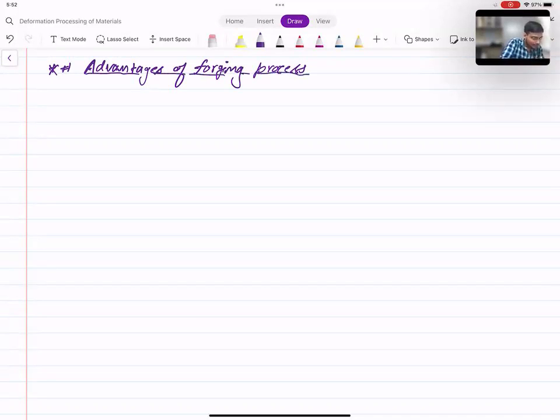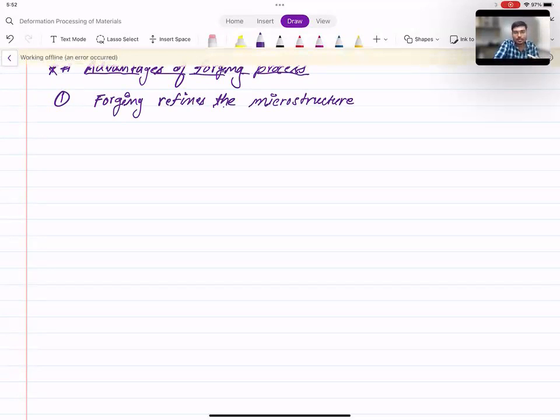Okay, so basically the forging process refines the microstructure. It is one of the advantageous things. Forging refines the microstructure. Okay. Now the next one is that uniform structure is formed or obtained after the process of forging.